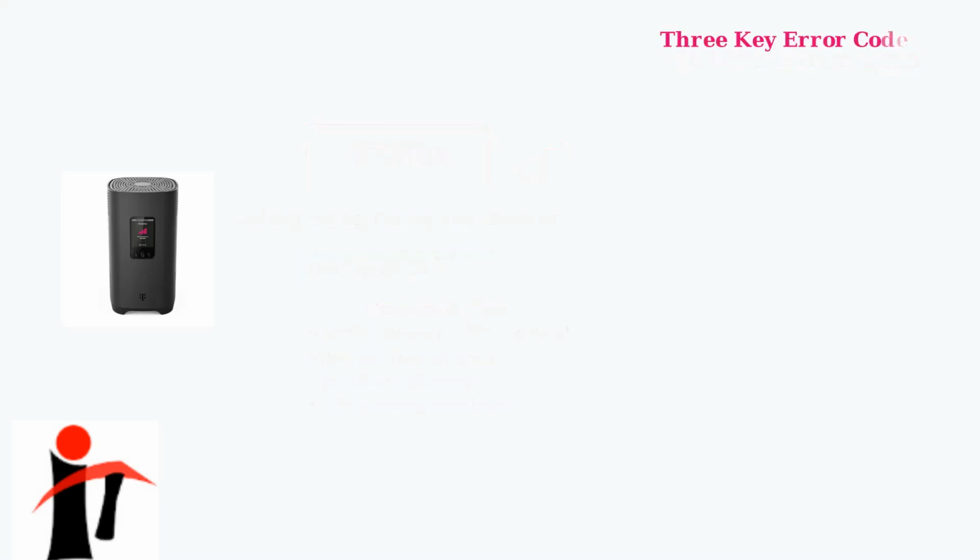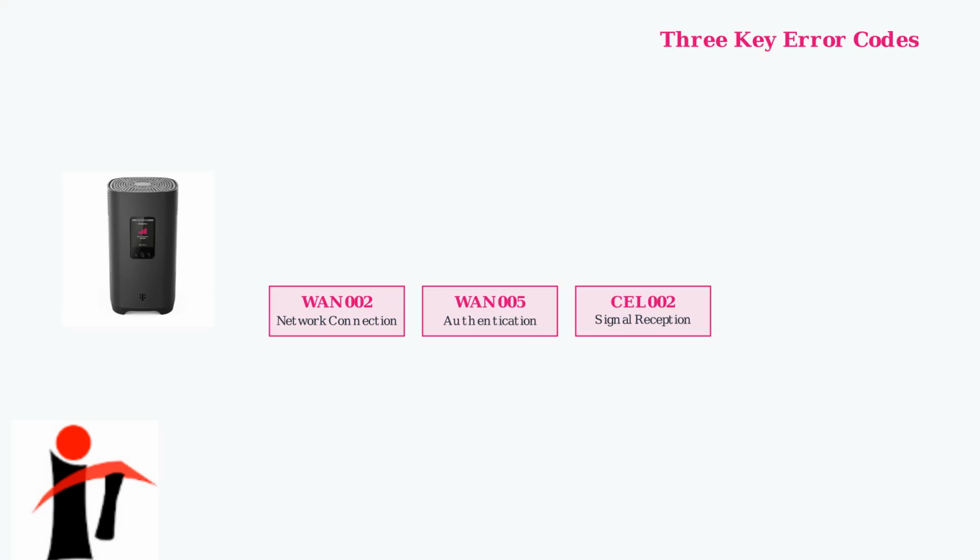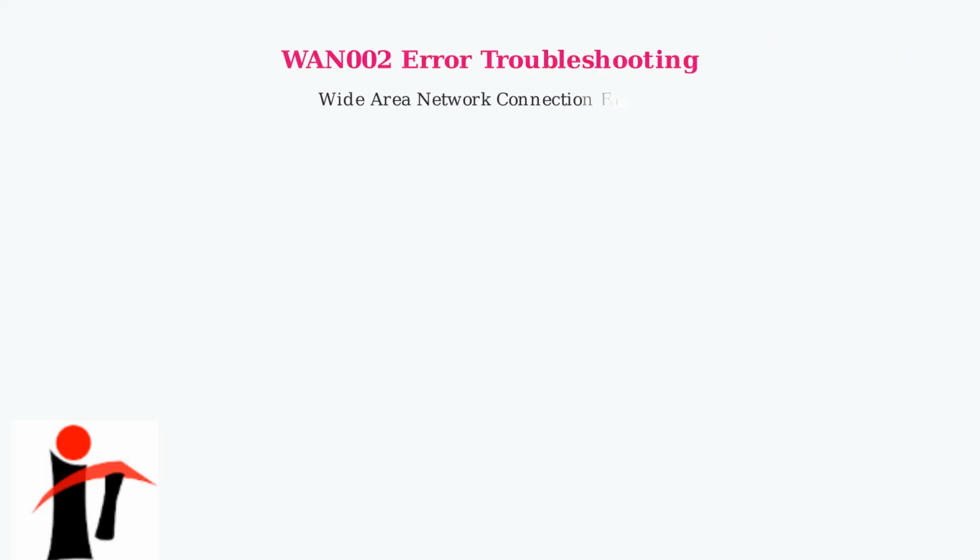Understanding these 3 error codes, WAN002 for network connection failures, WAN005 for authentication problems, and CEL002 for signal issues, helps identify the root cause of connectivity problems with your T-Mobile home internet service. Let's start with troubleshooting the WAN002 error, which indicates a wide area network connection failure.